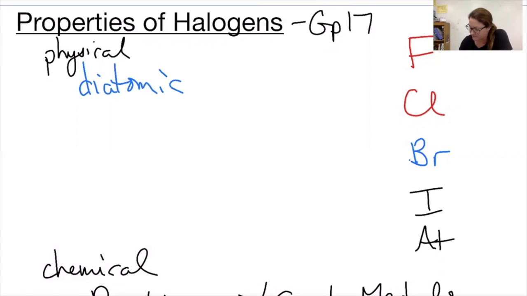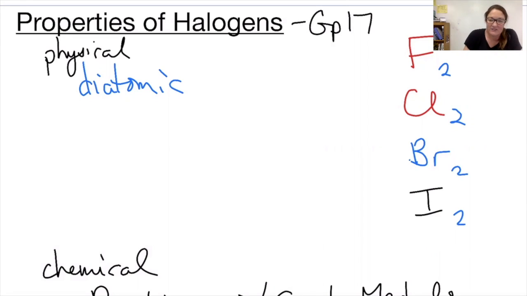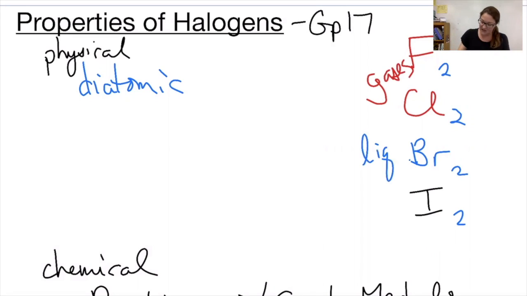Okay, things that you already know: they tend to be diatomic. You've already learned that fluorine, chlorine, bromine, and iodine, when they're alone, are diatomic. You haven't learned astatine for the reasons I just said, so I'm just going to ignore it. Whether they are gases, liquids, or solids depends on the particular halogen. Fluorine and chlorine are gases at room temperature. Bromine is a liquid. And iodine is a solid.